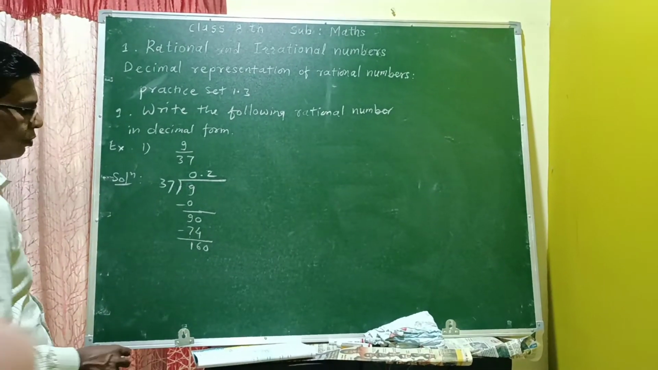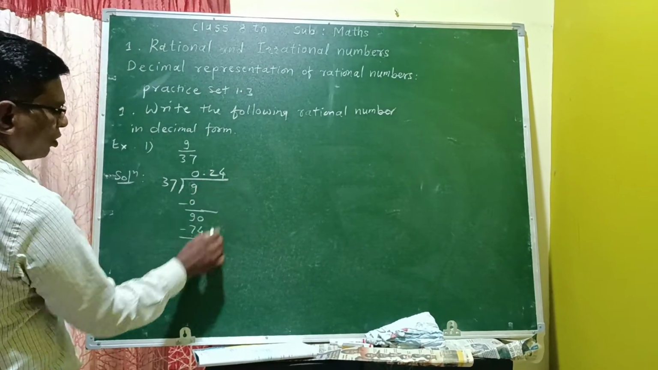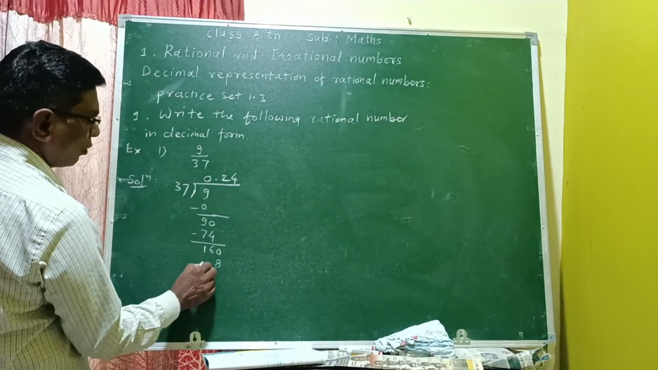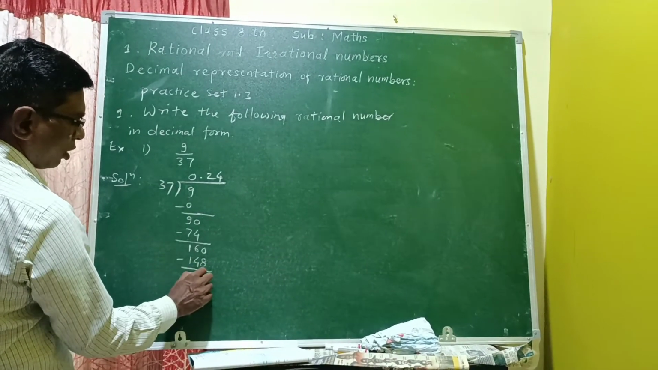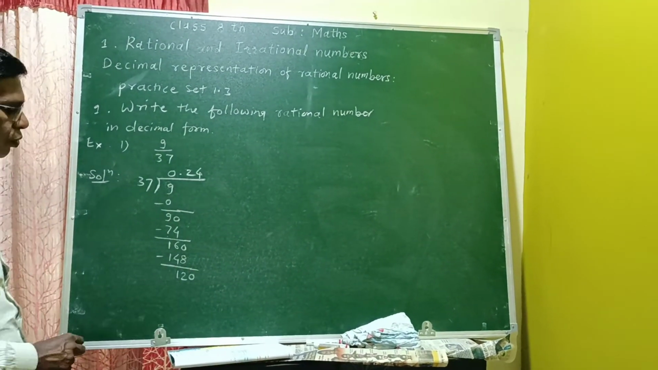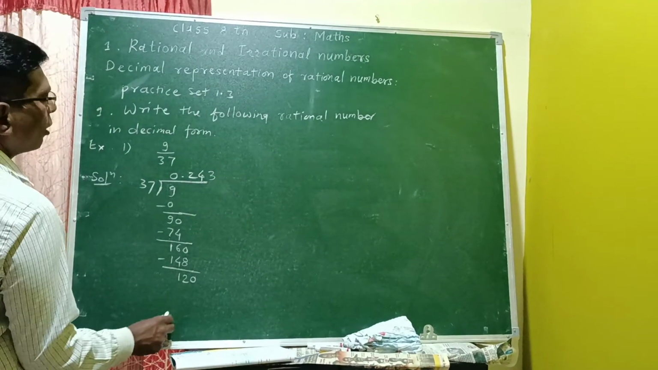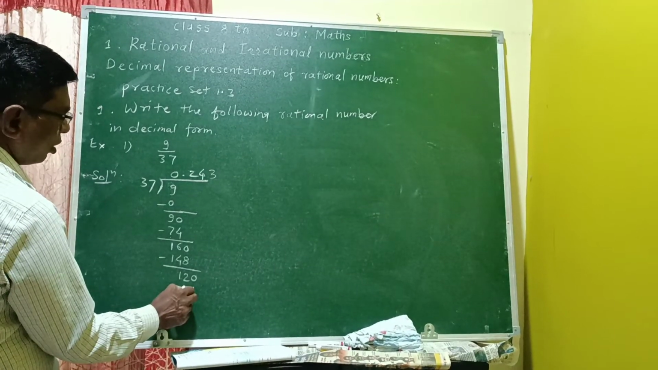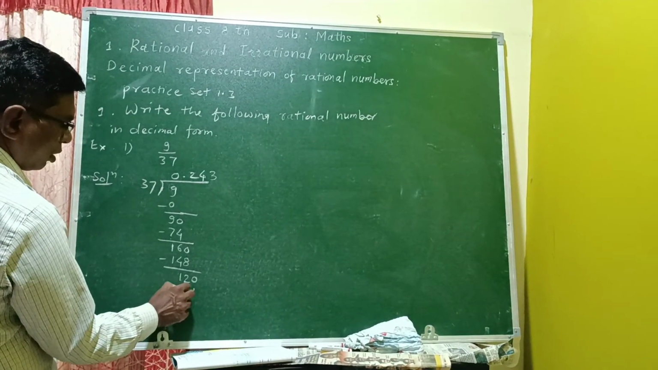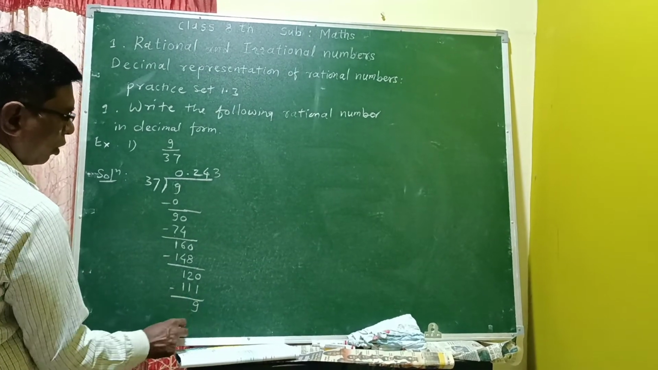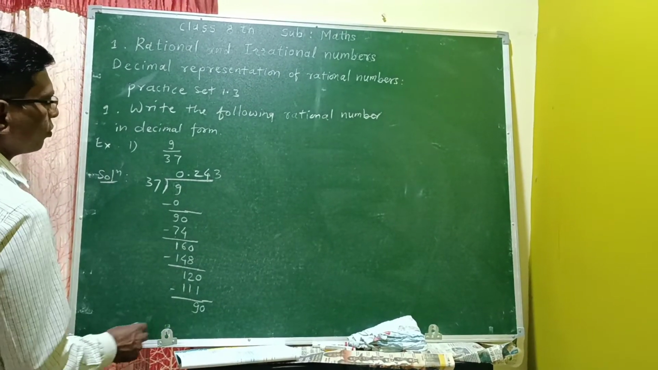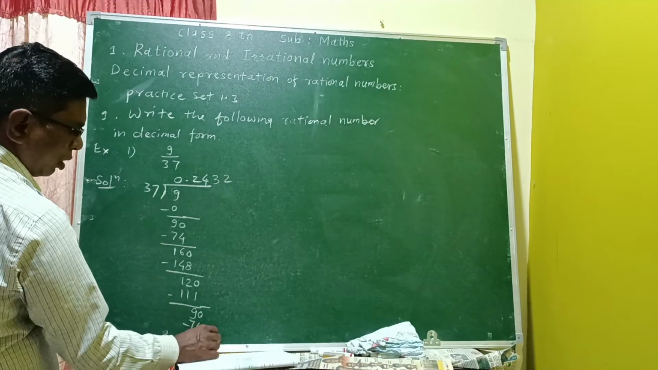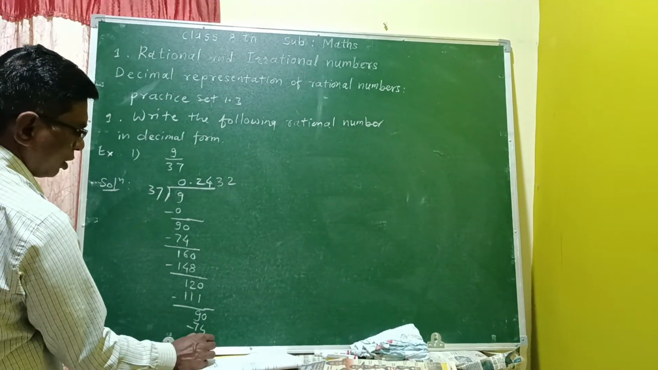Now take 0. 37 4s are 4 7s are 28, carry 2, 4 3s are 12 plus 2 is 14. We have remainder 12. Now take another 0. 37 3s are 3 7s are 21, carry 2, 3 3s are 9 plus 2 is 11. Now take 0. 37 2s are 74, and here the remainder is 16.